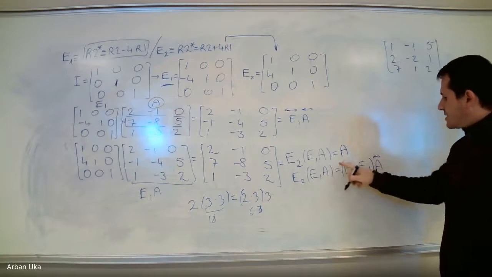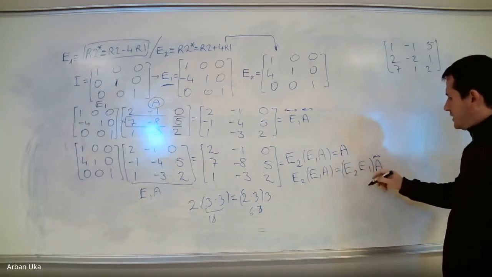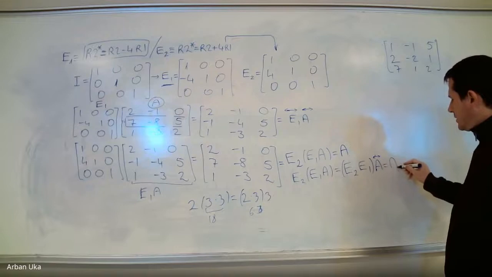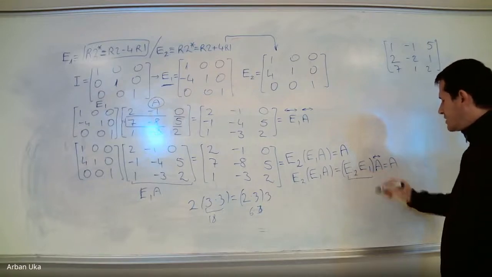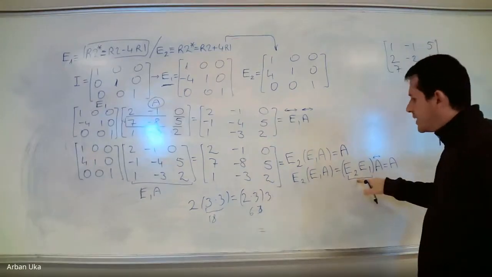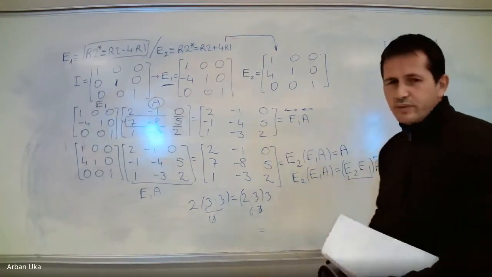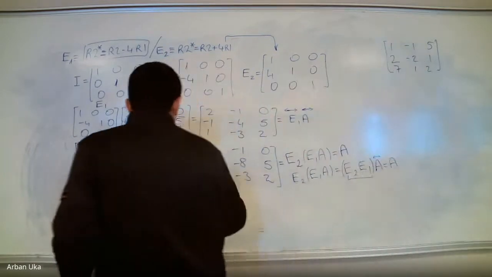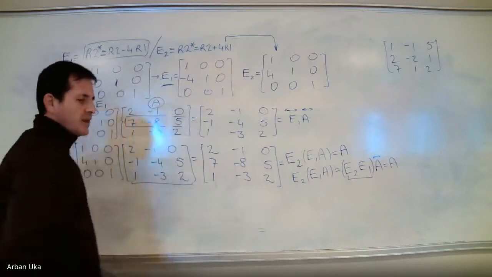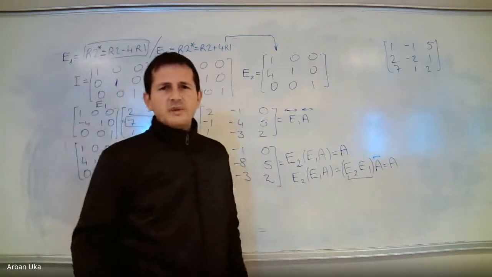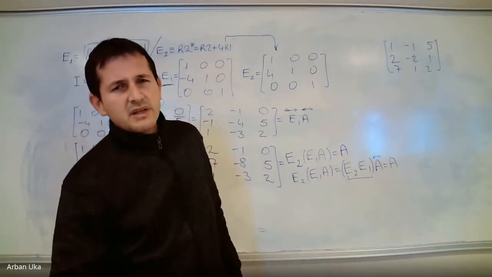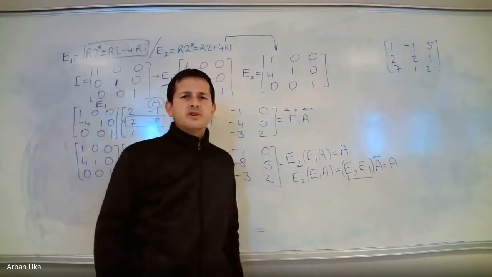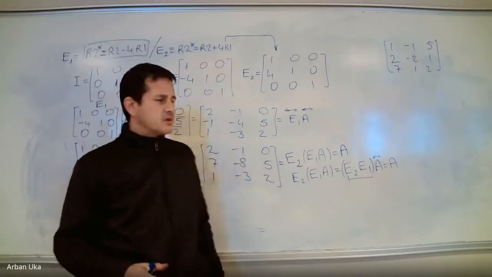Now, if this is equal to A, what does this mean? What are these two matrices? Equal to an identity matrix. That's correct. So the multiplication of these two matrices has to be an identity matrix. But in the first week of this semester, we mentioned that when two matrices multiply and we get an identity matrix, we call these two matrices inverses of each other. Okay, so they are inverses of each other.